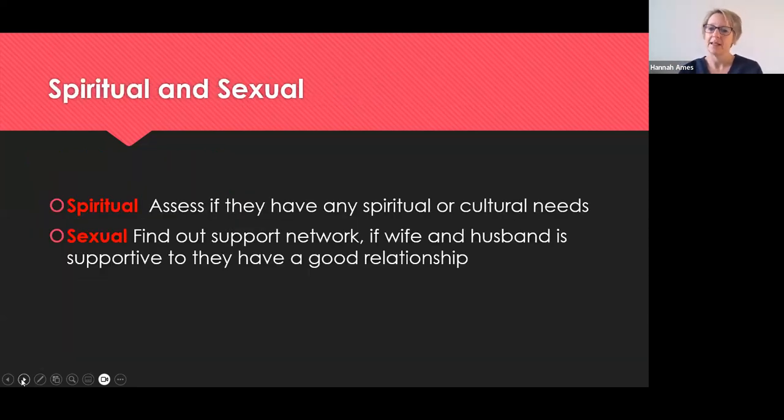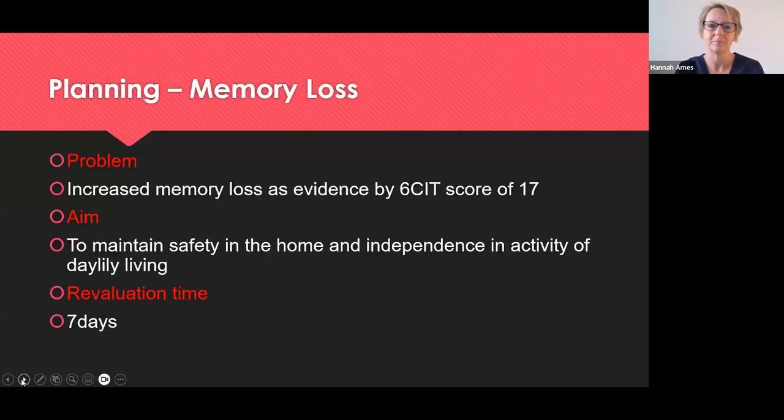Spiritual, again, just very quickly, just ask if there are any spiritual or cultural needs. And sexual, again, to find out more about the support network. So if the wife and the husband is supportive, do they have a good relationship? Would they like any additional support? And you're really showing that holistic assessment skill there.